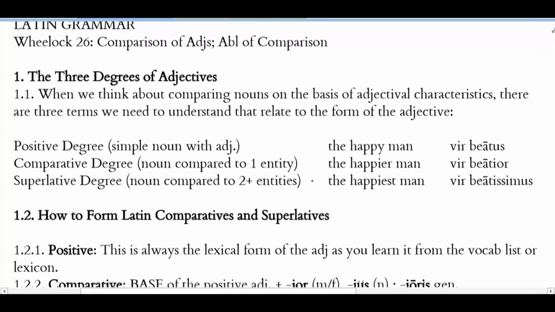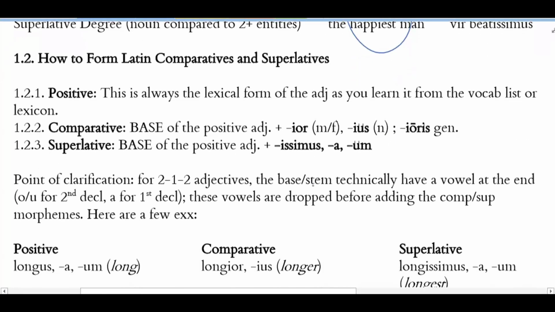So how do we form these different patterns of the adjective, the positive, comparative, and superlative degrees? In Latin, well, the good news is that for the positive, you don't have to form it. It's the one that's delivered to you, okay? It's always the lexical form as you learn it from your vocab list. The comparative degree of the adjective in Latin is the base of the positive adjective. So you have to know what the regular positive degree form of the adjective is.